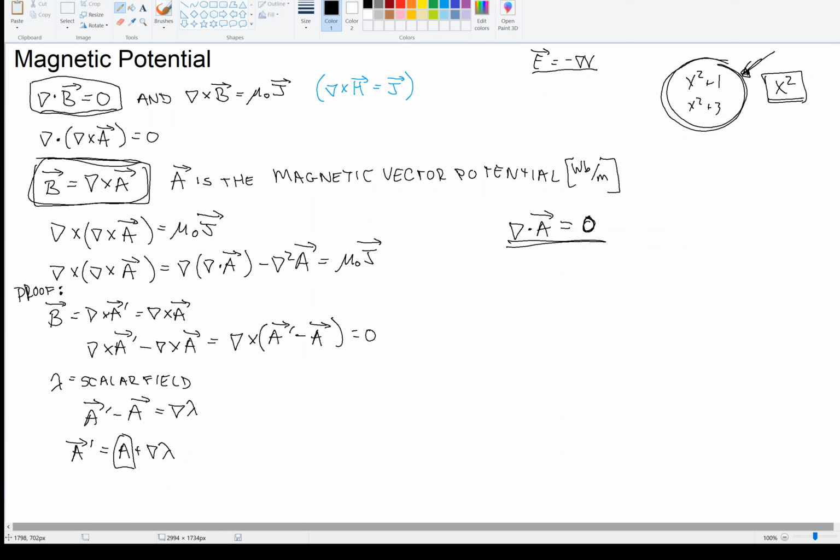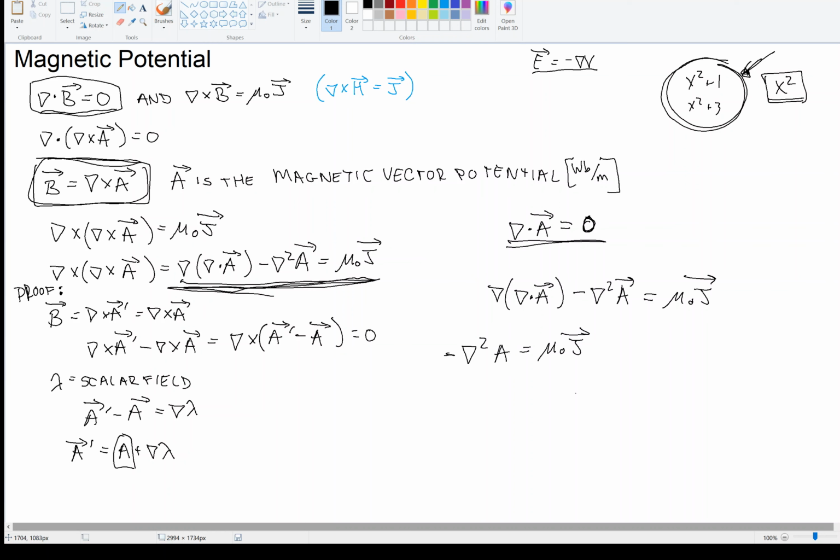Now let's move back to magnetic potential here, magnetic vector potential, this guy. So we can write what we've got. Now, do you remember this? This was what we called del squared, and that was the Laplacian operator. So remember that we're making the divergence of A equal to 0. So this has gone away now, and we're left with this thing here.